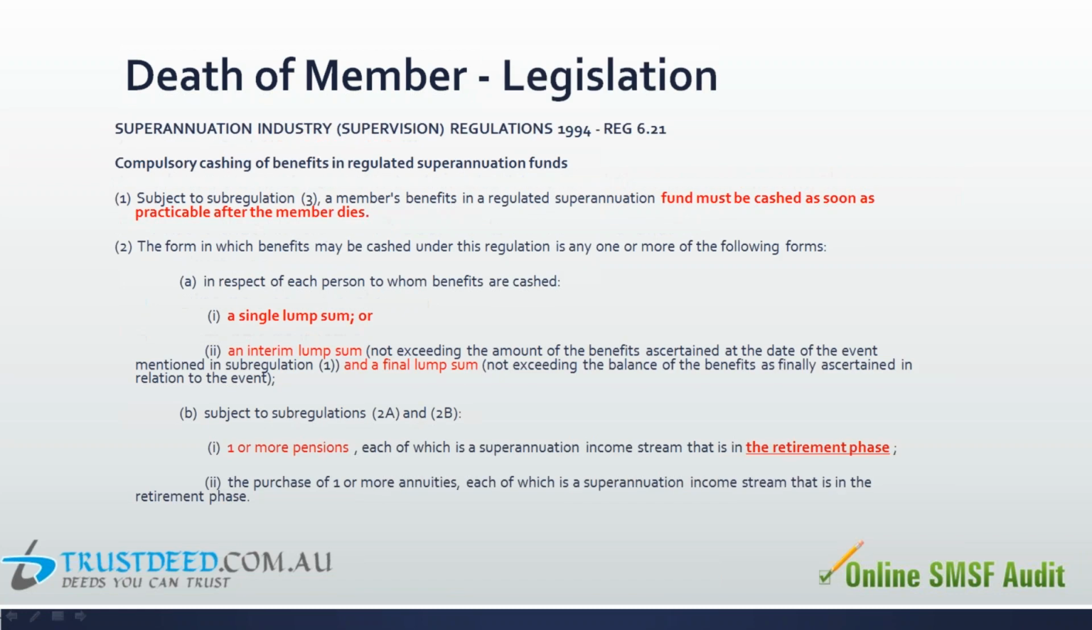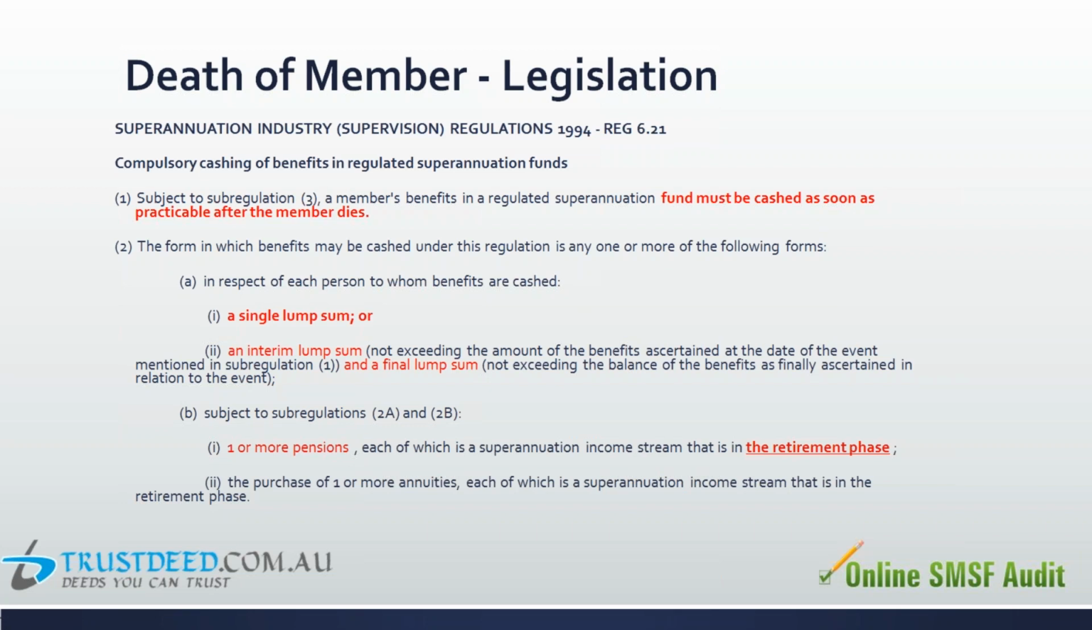Right now, let's get the legislation out of the way so that we understand where we stand. So SIS regulation 6.21 is the one which you should be looking at, and it talks about compulsory cashing of benefits in a regulated superannuation fund. What compulsory cashing means is that the member's benefits should be cashed out as soon as practical after the member dies. That means if and when the member dies, he can no longer be a member of the fund, and whatever his balances are, they must be paid out.